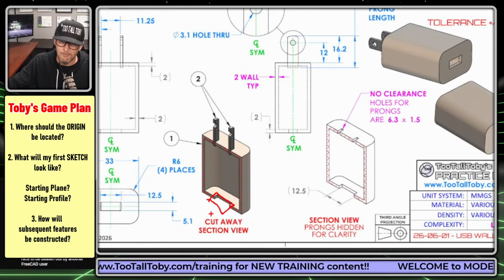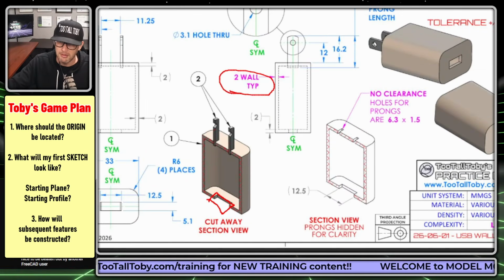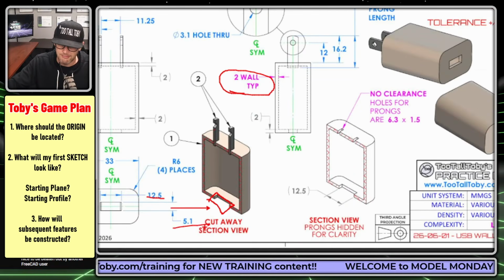So that's what I'm going to do. And then once that's hollowed out here to 2 millimeters wall thickness typical, then I'll make this cutaway here, just a rectangle, 12.5 by 5.1. And then I think I'll attack the top section.